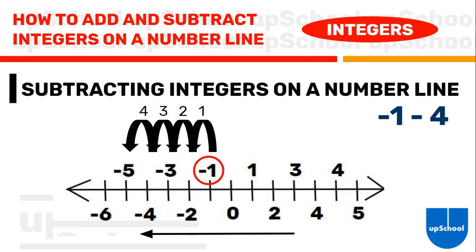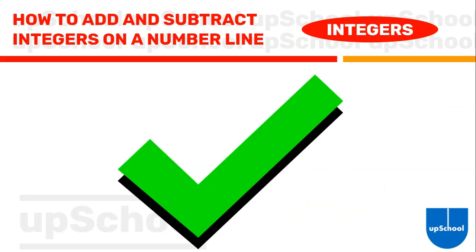So from negative 1, we move 4 to the right because we're basically decreasing by 4. So we move 4 to the right. And that, we move 4 to the left, sorry. And that leads us to negative 5. So negative 5 is the answer. Negative 1 minus 4 is negative 5. So now hopefully you've learned and mastered how to add and subtract integers on a number line.